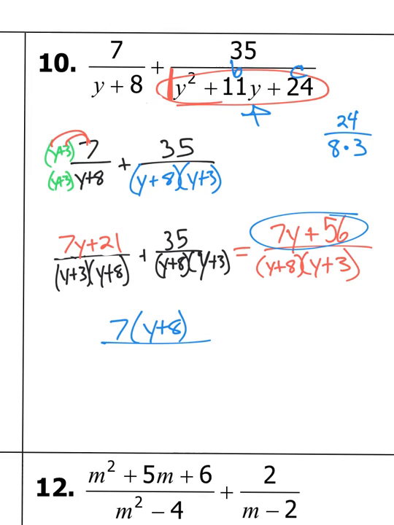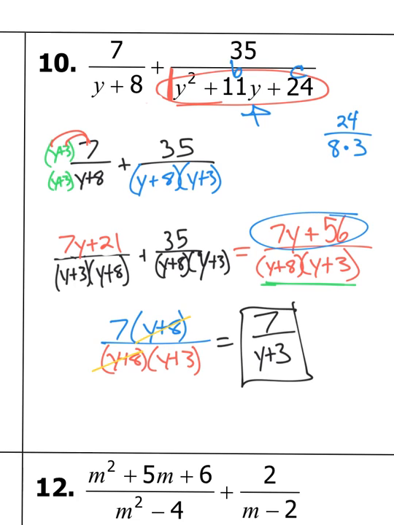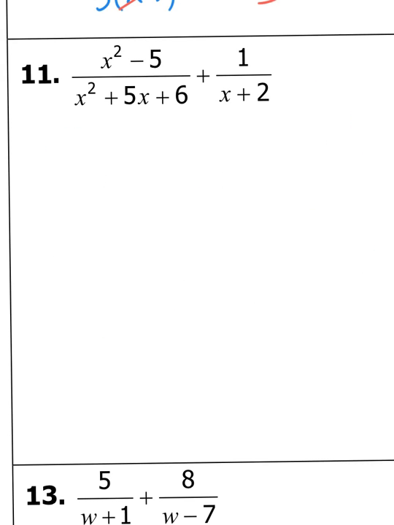So the reason why I'm not FOILing this out in the denominator is because what ends up happening is I have y plus 8, y plus 3, and the y plus 8 and the y plus 8 can cross out. I'm just left with 7 over y plus 3. That is my final answer. Okay, last one for the day.